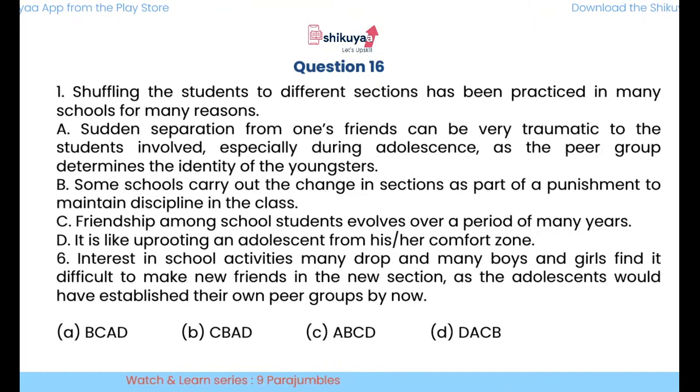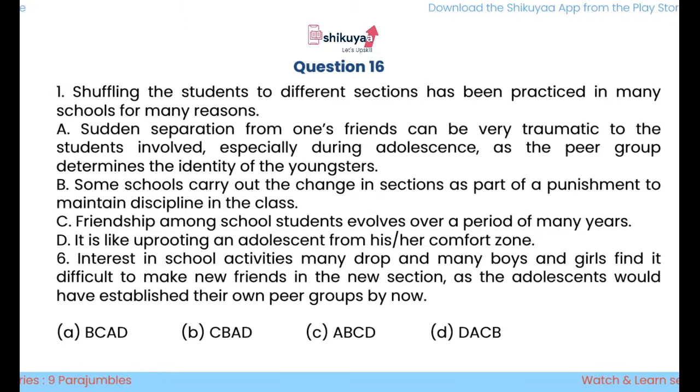Come on, there are A, B, C, D talking about the reasons and effects of shuffling the students in the section. Come on, reply to me with at least the opening sentence. If you find the opening sentence, it's going to be easy for you to select the option. It can be any of B, C, A, D. Go with the most logical one. Shuffling the students to different sections has been practiced in many schools for many reasons.